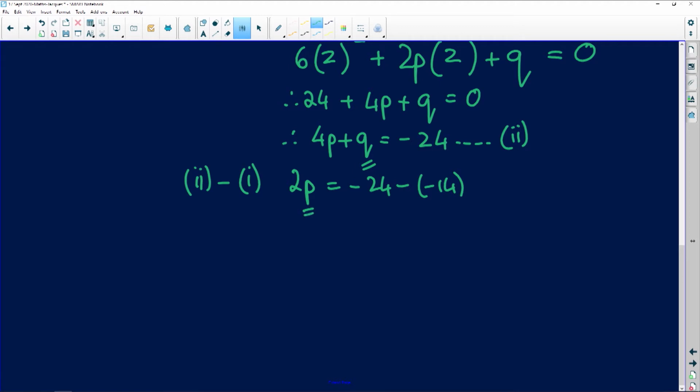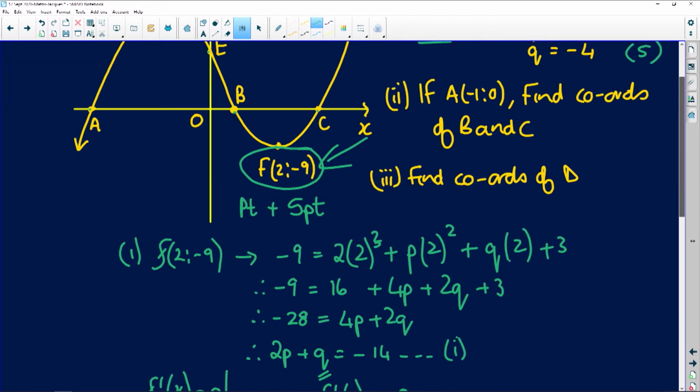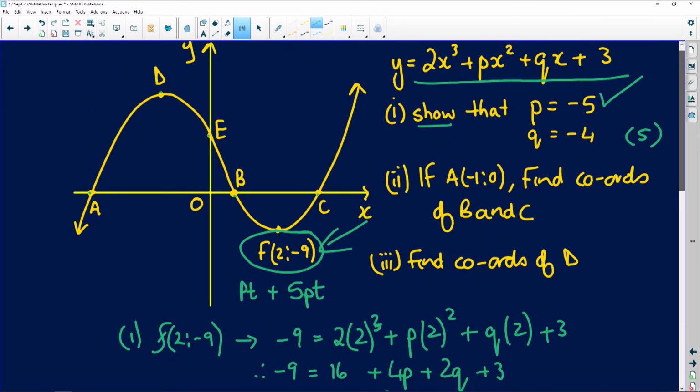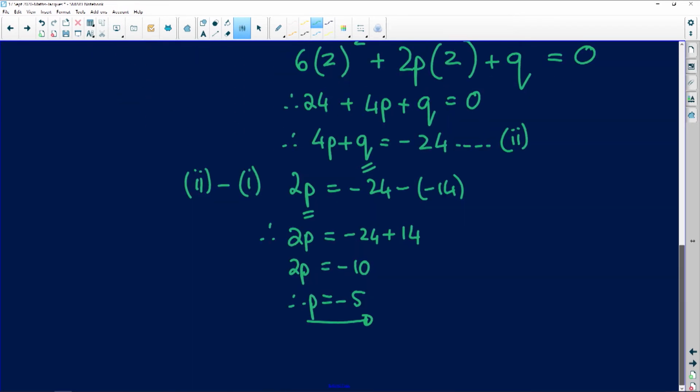The only thing left for us is the p in that equation to solve. Okay, so what happens with that double negative? That's why I wanted to put the bracket down. I get that 2p is then minus 24. That double negative becomes plus 14, which makes 2p equal to minus 10, and then p is equal to minus 5. Let's see if that is what they wanted us to show. Yes, we can tick it off. Now we need to pray that q becomes minus 4.